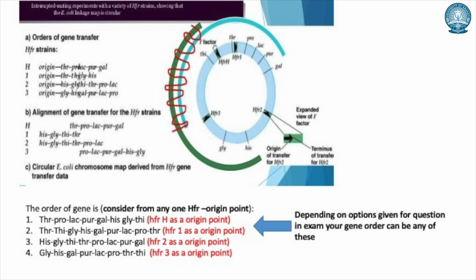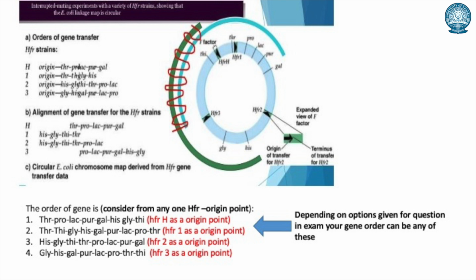In this slide, 4 different HFR strains, HFR-H, HFR1, HFR2 and HFR3, were used to construct a chromosomal map of bacterial genes, and those genes are thr, pro, lac, pur, gal, his, gly and thi. You can see here the arrowhead, which is either in the counterclockwise direction or in the clockwise direction. So depending on the direction of the HFR strain, you have 4 orders of genes.